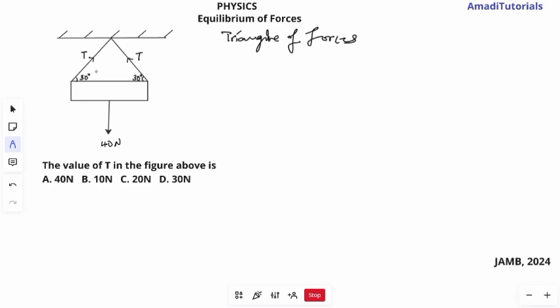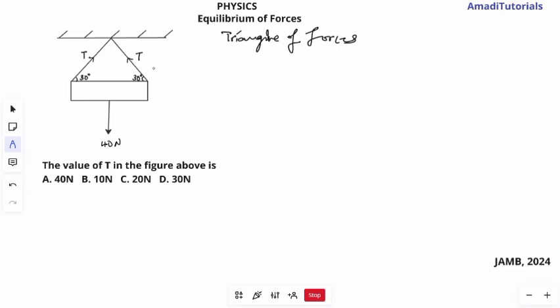So here we have three forces acting on a block. This is the block here, and this block is suspended by a rope here that has a tension T, another rope here that has a tension T, and this other force here acting downward represents the weight of the block. So now we have to find T, the tension in those ropes.